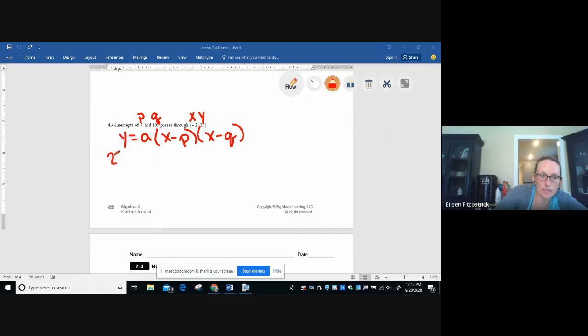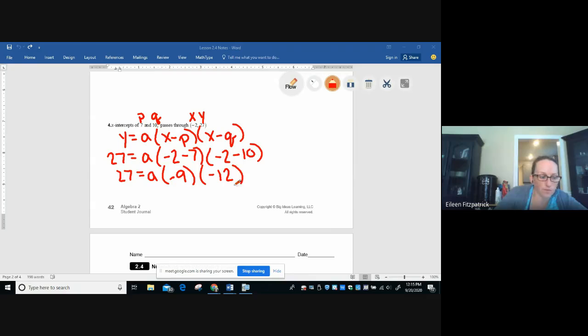So I have 27 is equal to A times (-2 minus 7)(-2 minus 10). Clean inside parentheses first. So 27 is equal to A times (-2 plus a -7), right? Same change. So it's -9. And then here, same change as well, negative 12. All right. Then you're going to multiply the negative 9 and negative 12 together. So 27 is equal to A times, and it's a negative times a negative, so positive 108.